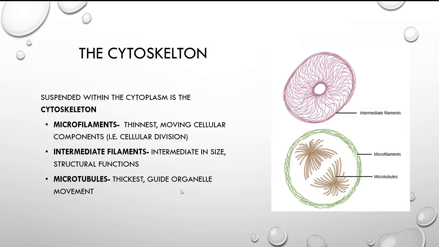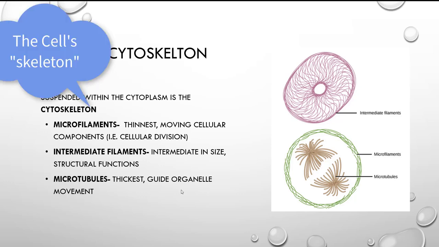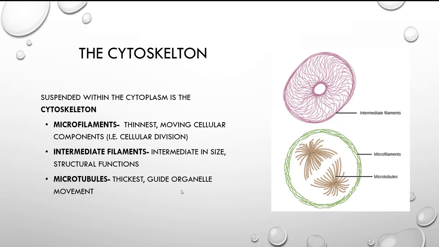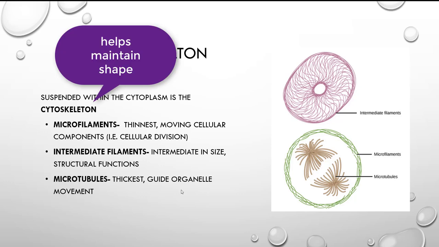All right, so moving on to the cytoskeleton. That word cytoskeleton kind of gives away what the function is. Cyto means cell, skeleton. Well, what does the skeleton do for you? It helps hold you in place, right? It does a number of things. It helps maintain your shape. So the cytoskeleton helps maintain the shape of the cell.